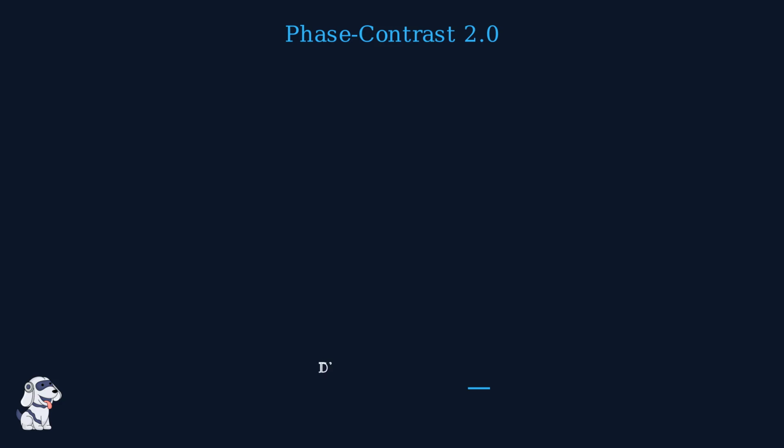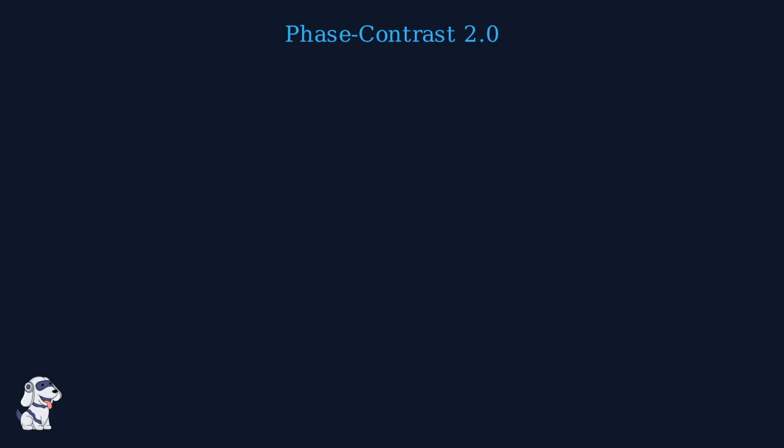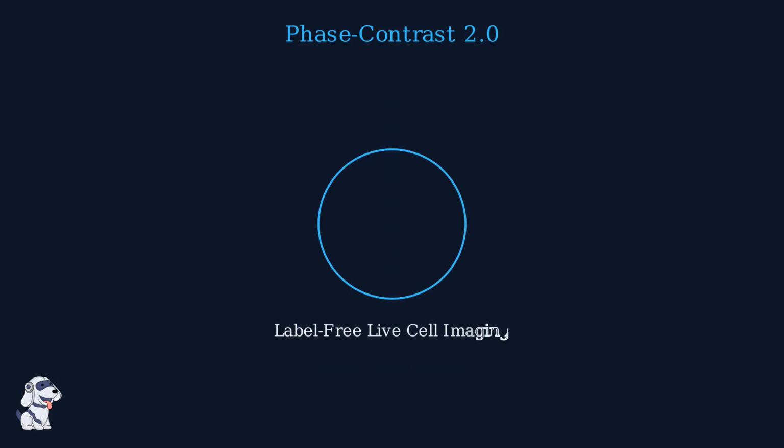Phase contrast 2.0 uses digital sensors to detect these precise changes in the light wave's phase, reconstructing the cell's structure with high clarity. This label-free imaging is a massive leap forward, keeping cells alive and healthy while revealing their internal functions in real time. Pathology has entered the digital age.